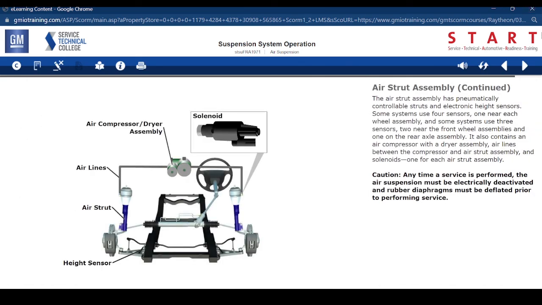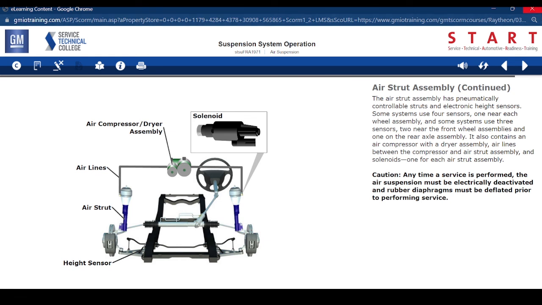The air strut assembly has pneumatically controllable struts and electronic height sensors. Some systems use 4 sensors, one near each wheel assembly, and some systems use 3 sensors, 2 near the front wheel assemblies and 1 on the rear axle assembly. It also contains an air compressor with a dryer assembly, air lines between the compressor and air strut assembly, and solenoids, 1 for each air strut assembly.